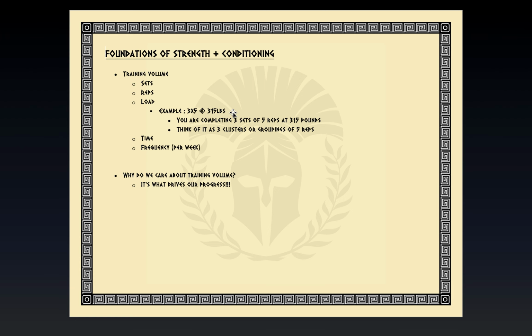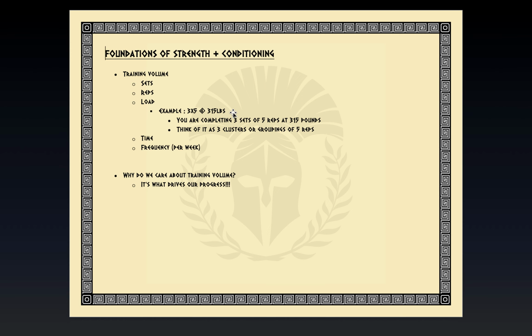A very simple way to track your training and the training volume that you're doing: sets, reps, and load, and looking at that from training session to training session. That's going to be huge for tracking your progress and also getting an idea of when you need to make adjustments, and hopefully you're following some type of program that gives you some guidance on that as well.